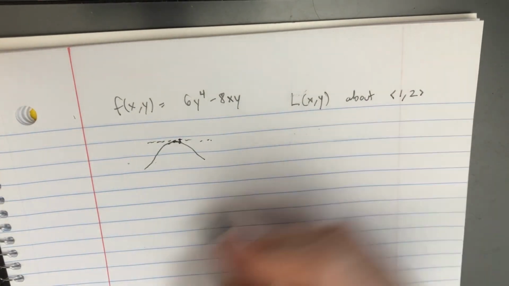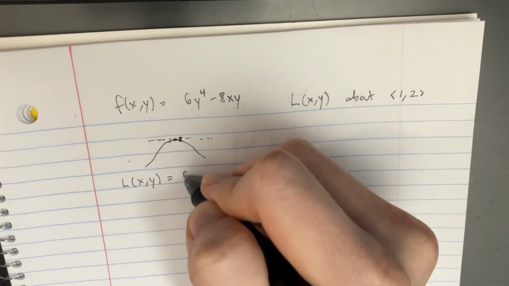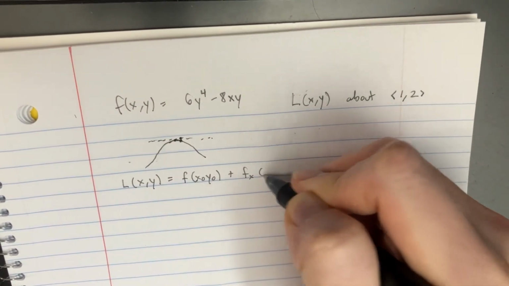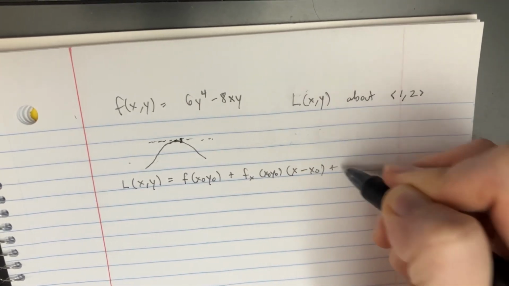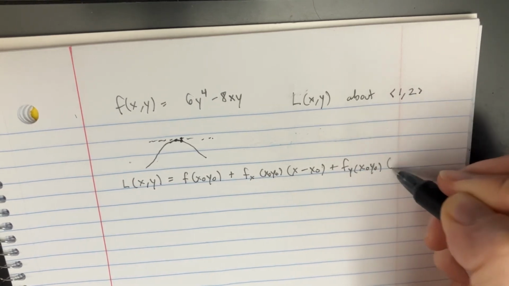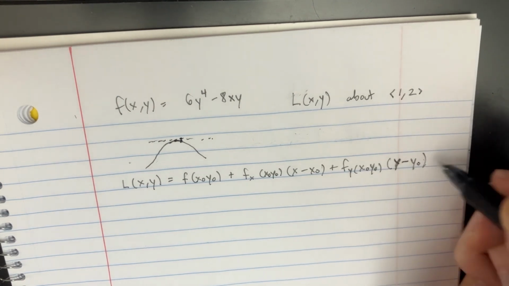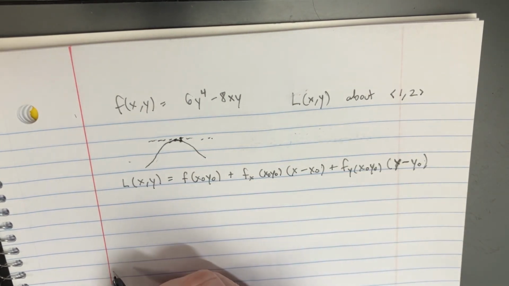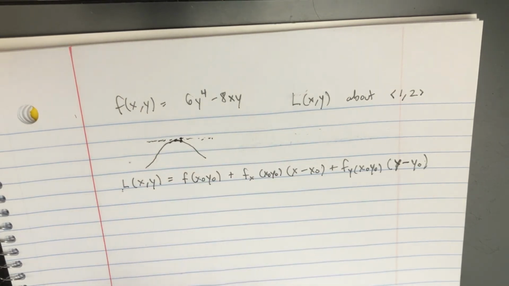So in order to use this, we need L(x,y) equals f(x₀,y₀) plus fx(x₀,y₀) times (x minus x₀) plus fy(x₀,y₀) times (x minus, or sorry, this would be y minus y₀). That's because there's only two variables here. Basically this is going to give us the equation of that plane.